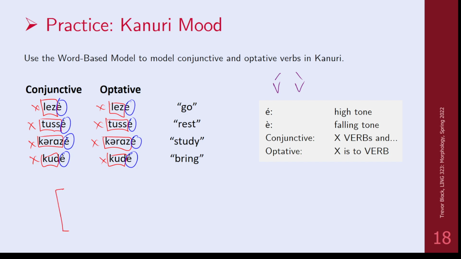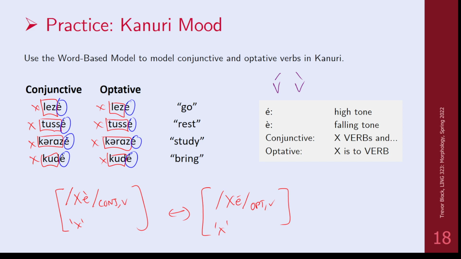But maybe we have different vowels. So for the conjunctive form, let's just use our data set here. We have X, and then we have some vowel E with falling tone, and this is the conjunctive verb form. And then we have another one where we have whatever the X form is, but now we have high tone on it, and this is now the optative verb form. So we can say they correspond with each other here.